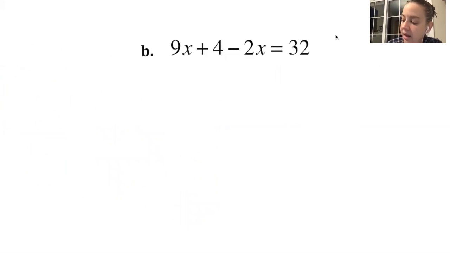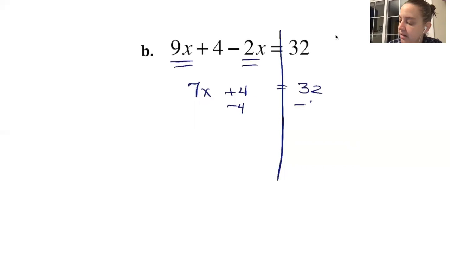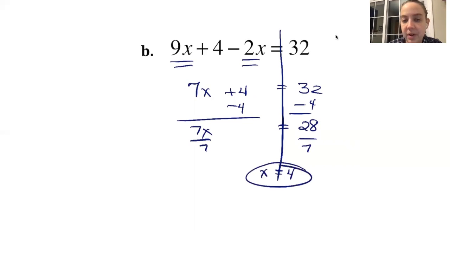For letter B, I'm going to combine like terms first. 9x minus 2x is 7x. Bring down the plus 4 is equal to 32. Then we subtract 4 on both sides. 32 minus 4 is going to be 28. Divide both sides by 7. 28 divided by 7 is 4. There you go.